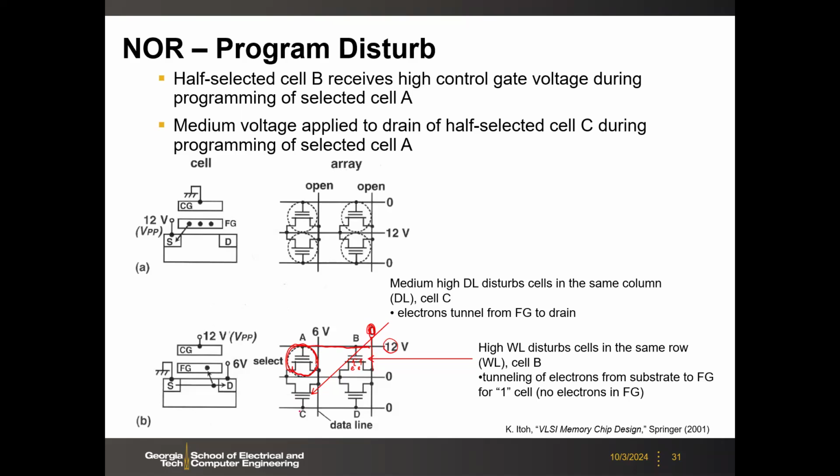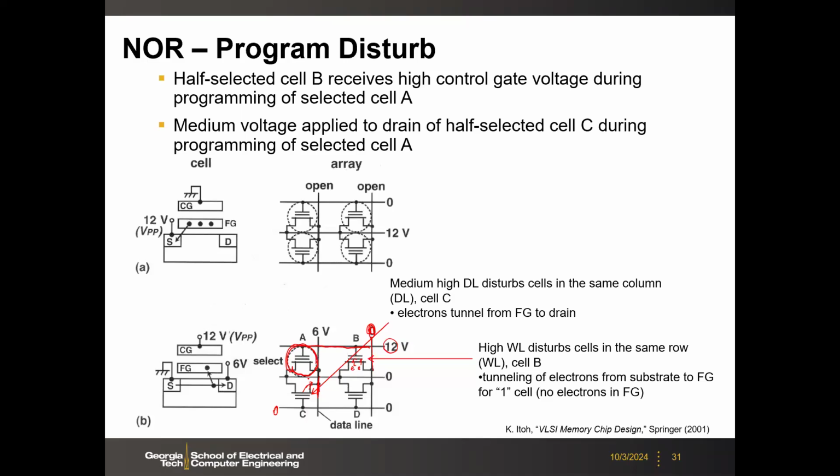So that is the potential problem. And also for cell C, even though it's unselected, so the word line is 0, the drain voltage is large. So here you may still have a certain probability of this injection, in this case at the drain, removing some electrons from the floating gate. The probability is lower than the regular program erase operation, but if you keep doing that, then over time you may see some shift of the threshold voltage. So this is a disturb issue for the NOR flash.